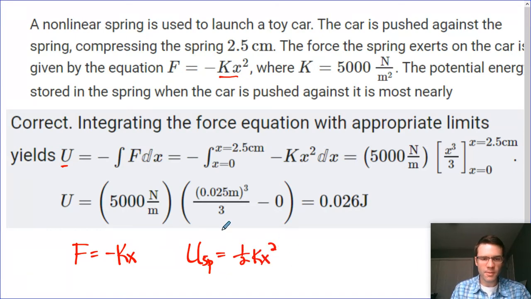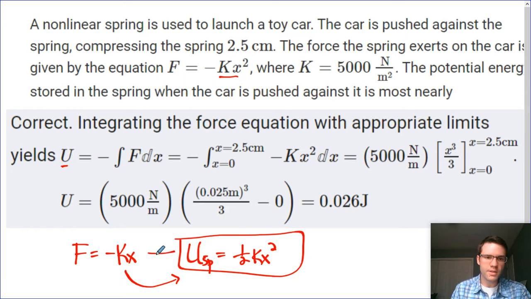Well, this potential energy comes from the integral of that force. It's the negative integral of that force from 0 to x for your displacement. So we can only use this potential energy function here if our force is linear. And it's not in this case. So we can't use it. Our force is not linear. It's a squared relationship. So we have to go back to calculus here. And we're going to calculate our potential energy by taking the negative integral of the force over the displacement.